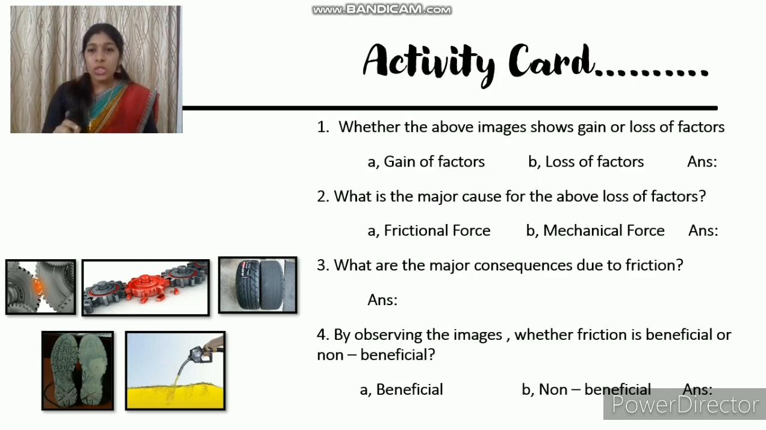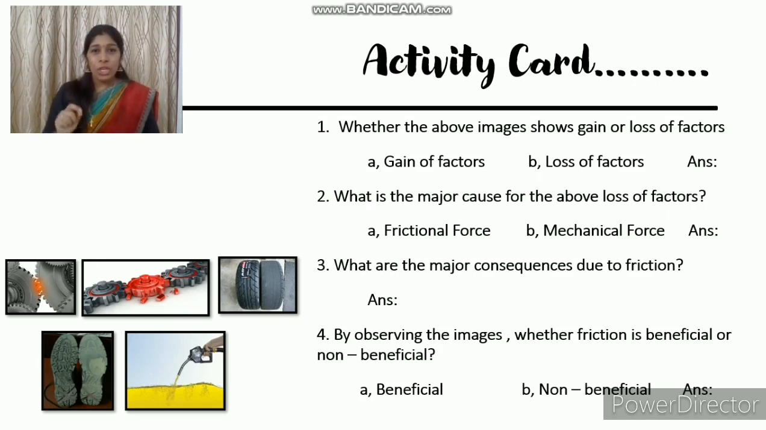What is the major cause for the above loss of factors? The options are frictional force, mechanical force. What's your answer? The third question. What are the major consequences due to friction? The fourth and the last question. By observing the images, whether friction is beneficial or non-beneficial. The options are beneficial, non-beneficial.